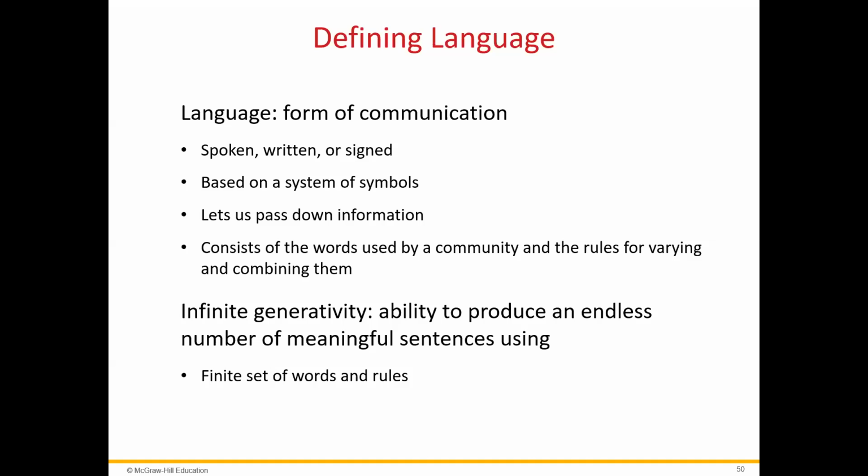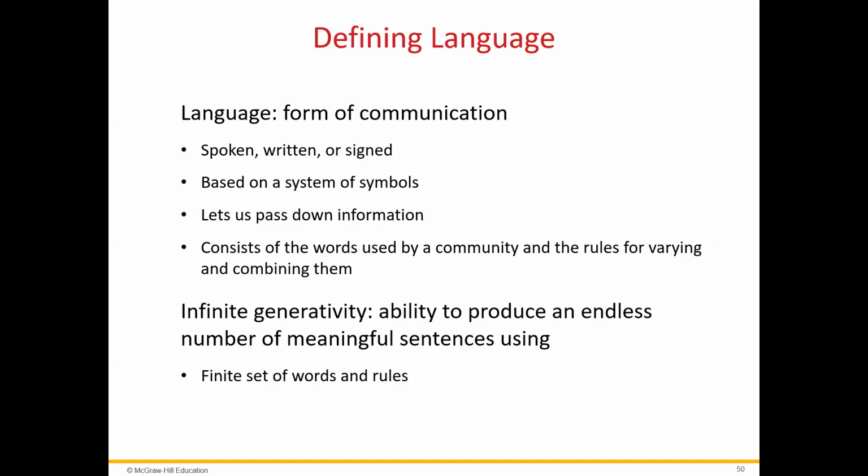Obviously, we call these rules syntax. And any true language has to have infinite generativity, meaning that it allows for the ability to produce an endless number of meaningful sentences using a finite set of words and rules.